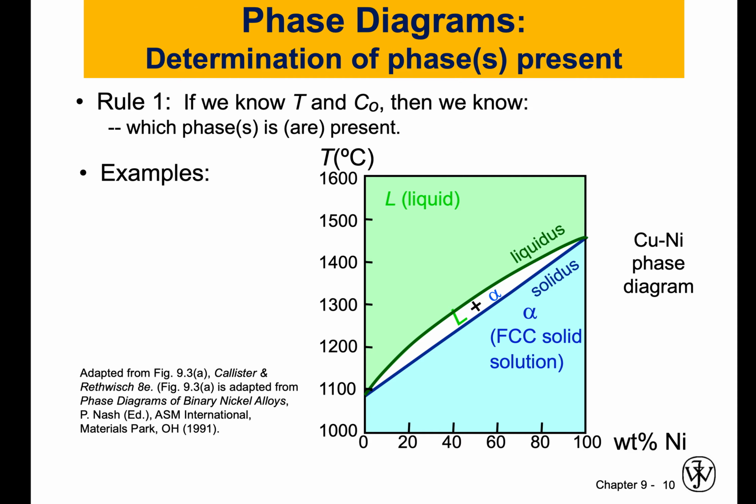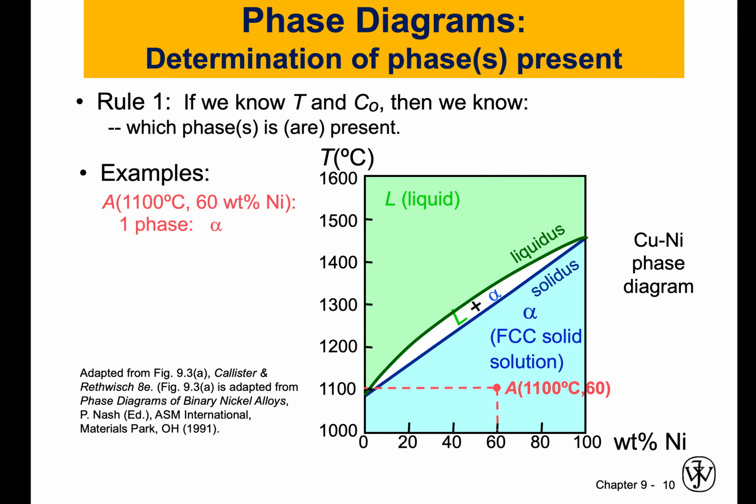Rule 1: if we know the temperature and the concentrations, then we know which phase or which phases are present in our solution or mixture or material. Let's start with example 1. Say at point A, I am at 1100 degrees Celsius and I have 60% nickel and 40% copper. If we draw the lines from the temperature and the concentration, it's residing in the blue region, which is the solid solution region, the face-centered cubic, and it's an alpha phase.